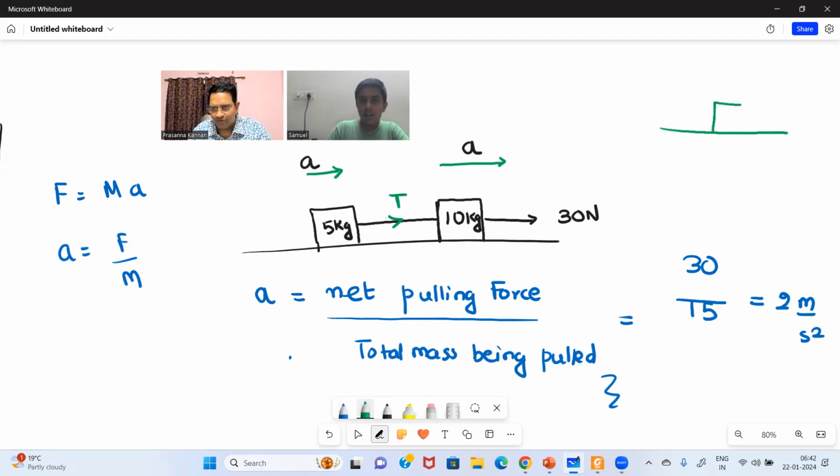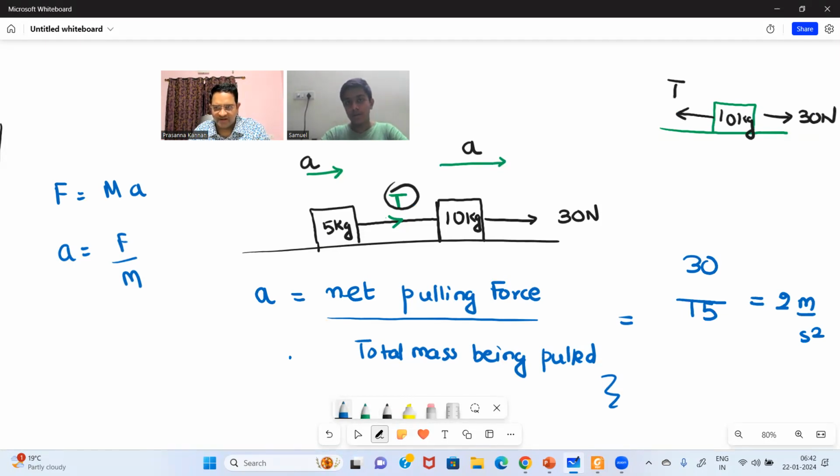Now I want to find out the value of tension. For that, I can choose any one block. Let's say I choose the 10 kg block first. How much is the force I'm applying? 30 Newton. What is opposing it? Not friction. Tension is opposing it. Because if this 5 kg block was not there, it would be easier for me to move the 10 kg block, correct? So tension is acting in the opposite direction.